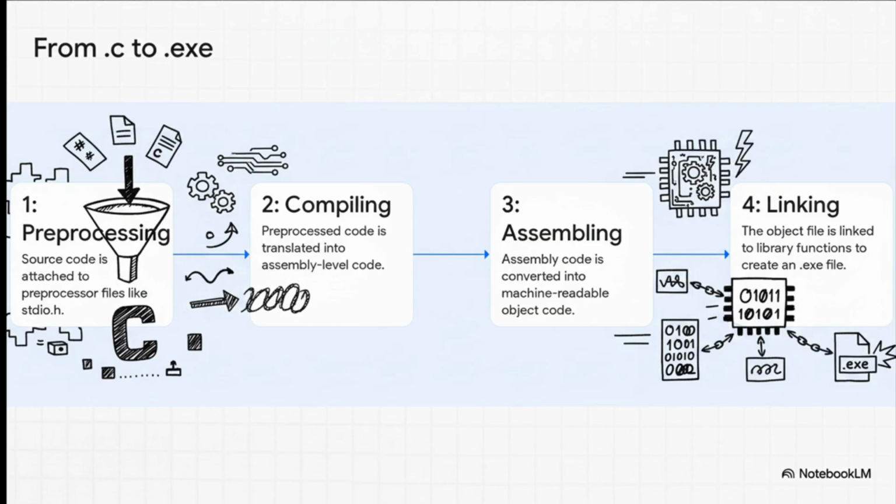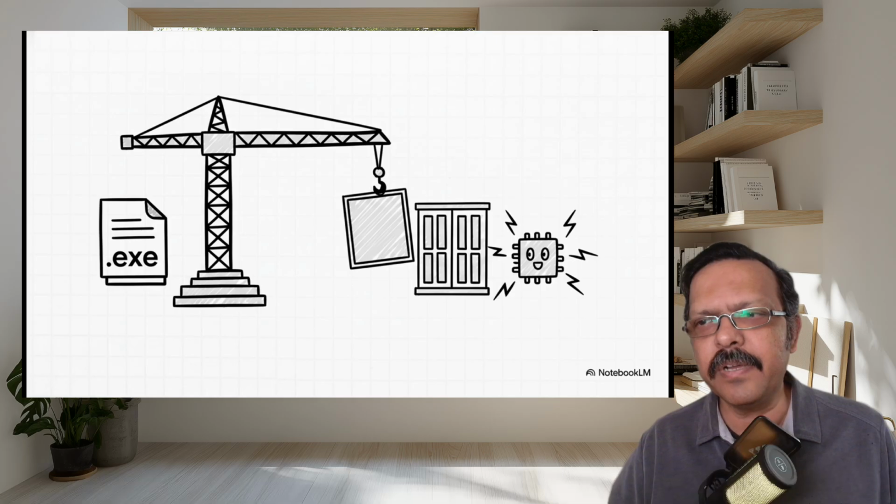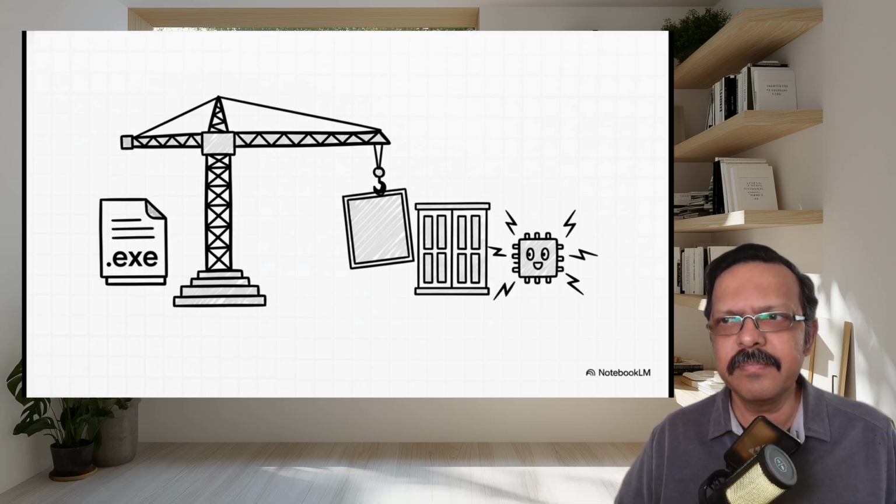Step number 4 is the linker. Finally, the linker steps in. If you used functions like printf and scanf, the linker will find the compiled machine code for these functions. They are stored in standard libraries. It will go and find these functions for you and stitch everything together into a final executable. This is the moment your program becomes a real .exe or a .out file, something that you can run.